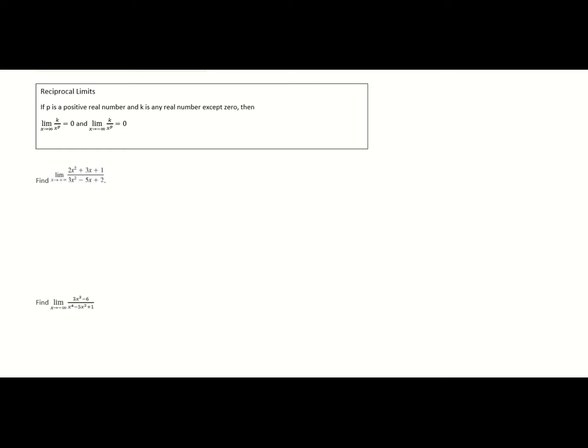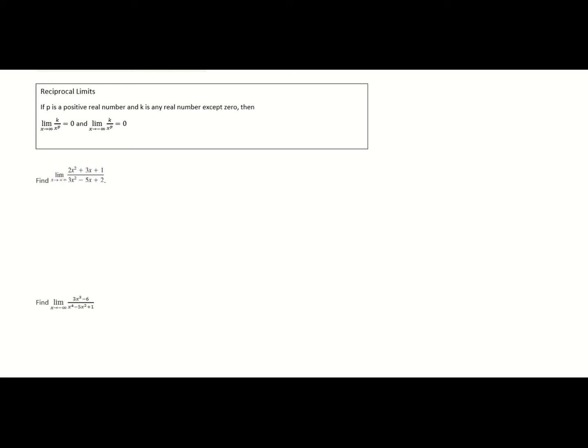So what we're going to do here actually is take the limits at infinity for rational functions. Keep in mind that (2x squared plus 3x plus 1) over (3x squared minus 5x plus 2) is a rational function. It's a polynomial divided by a polynomial. So we're taking the limit as x goes to positive infinity, so we're going to be plugging in larger and larger numbers for x.